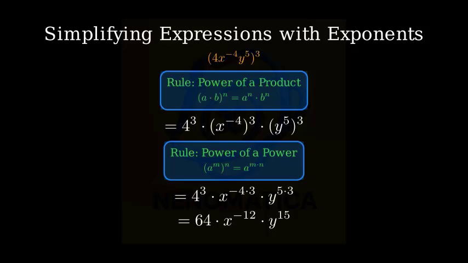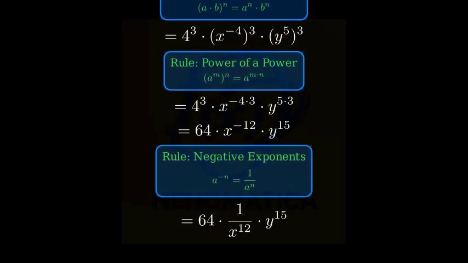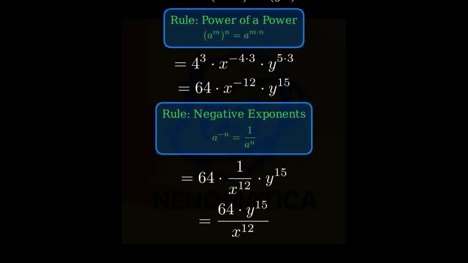Let's review the rule for negative exponents. A negative exponent means we take the reciprocal of the base raised to the absolute value of that exponent. Now, let's rewrite our expression using the negative exponent rule. We get 64 times the fraction 1 over x to the 12th power times y to the 15th power. We can simplify this further to 64y to the 15th power over x to the 12th power. Let's move on to our second example.